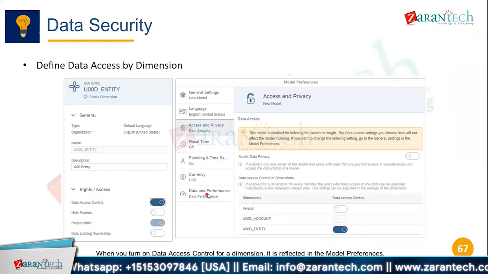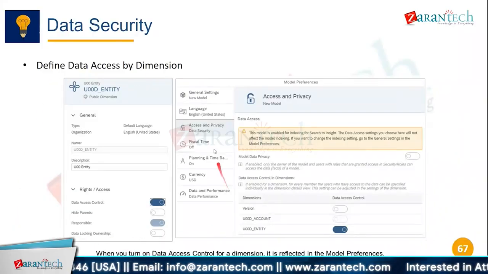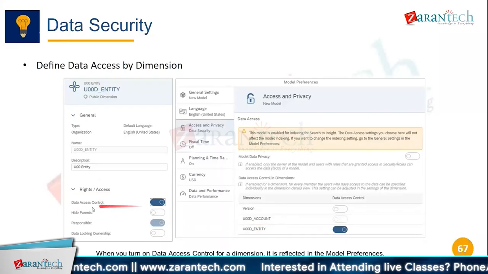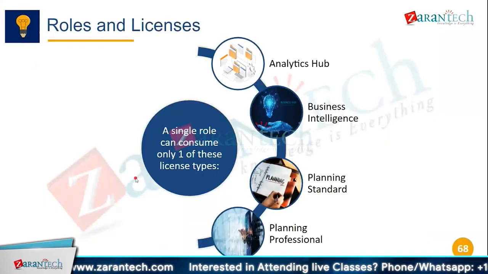I will show you an example. So this is a screenshot. I think we have covered this part in the planning role, right? The planning demo, where we modified the access settings. We enabled this entity dimension for data access control. You can also define this data access control in the right side panel. So once you define it, you will be able to control access.